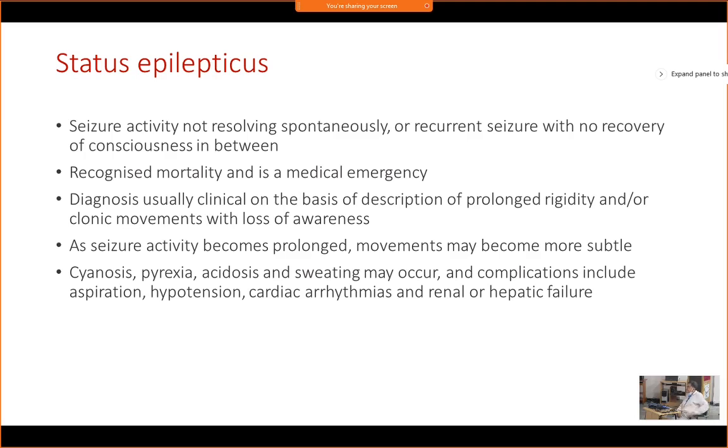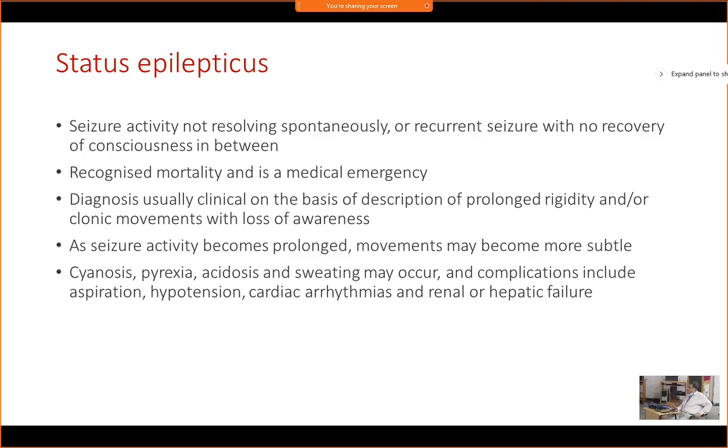What is status epilepticus? Status epilepticus is a seizure that keeps on continuing for a long time. Seizure activity which is not resolved spontaneously, like the GTCS that we have described, will last for 30 seconds plus 2 minutes plus another 10 minutes. That is around 12.5 minutes. Contraction for 30 seconds, then convulsions for another 2 minutes, and then lying flat unconscious for another 10 minutes. Then the person recovers. So within 15 minutes, he is totally recovering.